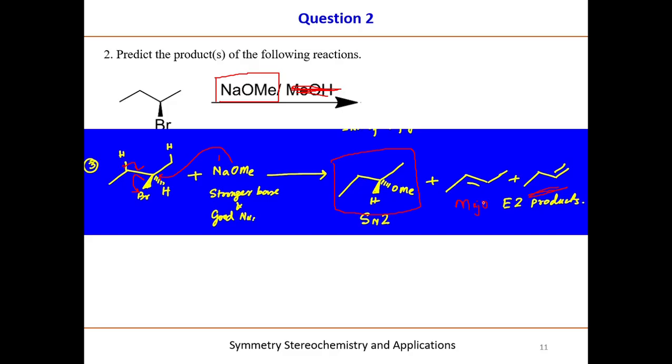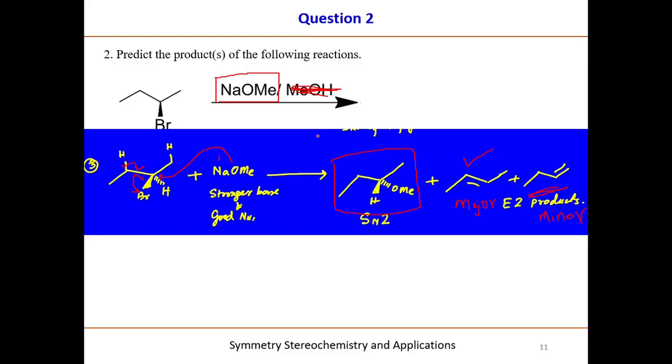Why? Because this one follows the Zaitsev rule, and the other product follows the Hofmann rule. According to the Zaitsev rule, this product will be the major one because it is the thermodynamically stable, favorable reaction. So in this reaction, three types of product formation take place. Now let's talk about the second condition, with methanol.